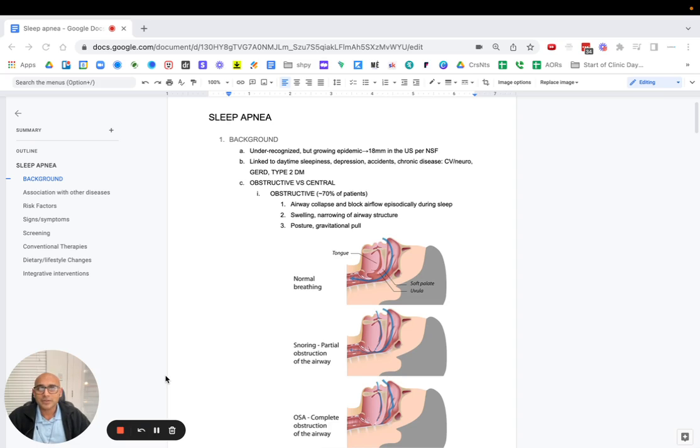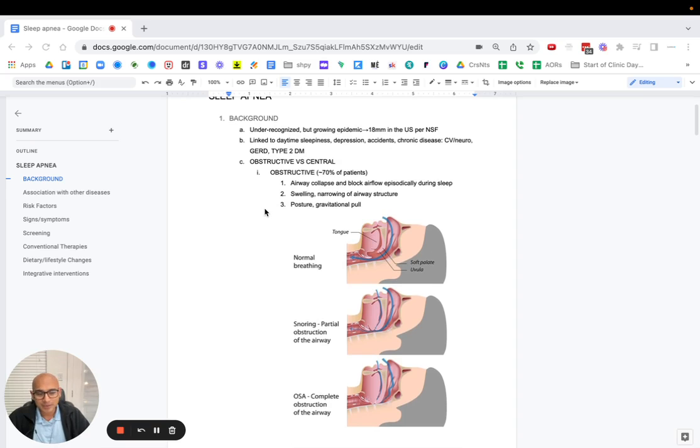And we're going to concentrate on a couple of different topics within sleep apnea: background, its association with other diseases, risk factors, signs and symptoms, screening, therapies, both conventional as well as integrative, and then also dietary and lifestyle changes that may allow you to overcome this disorder. Okay, so let's start out with background.